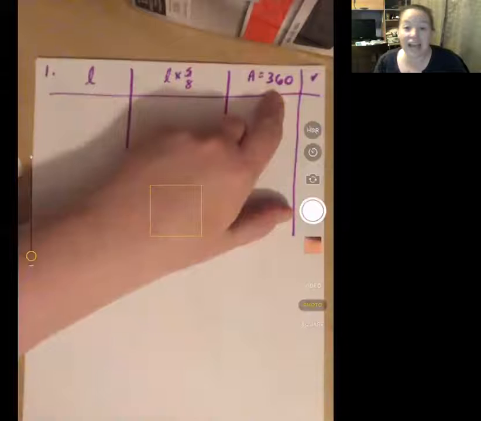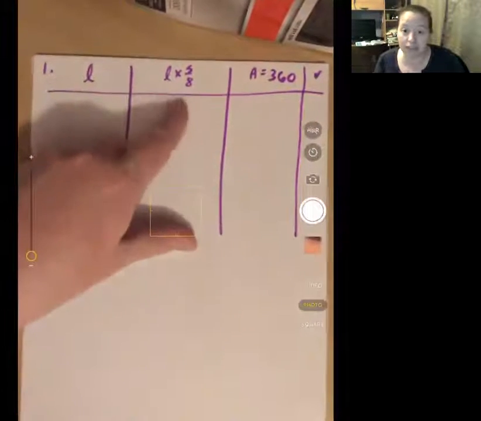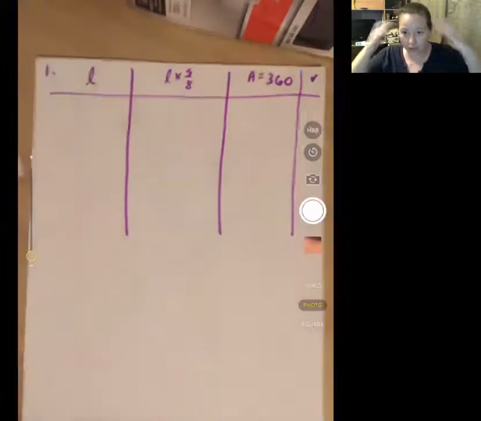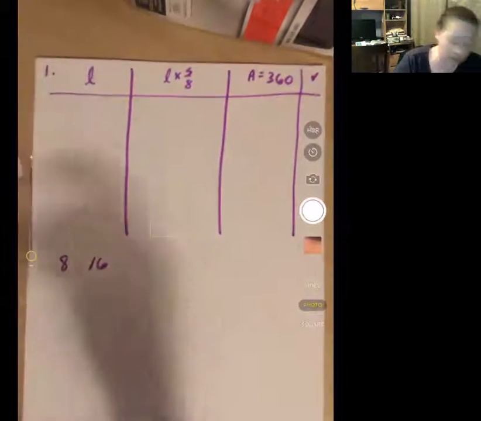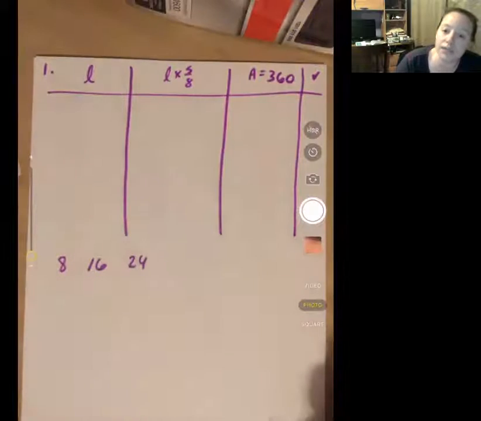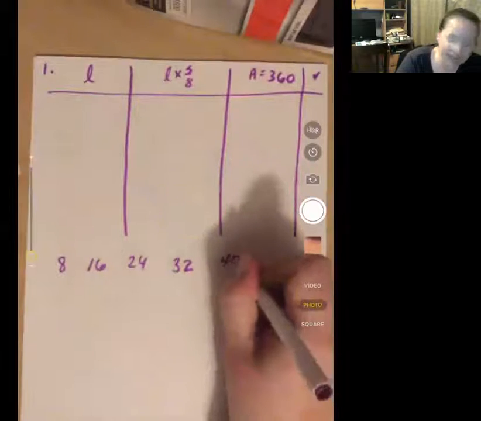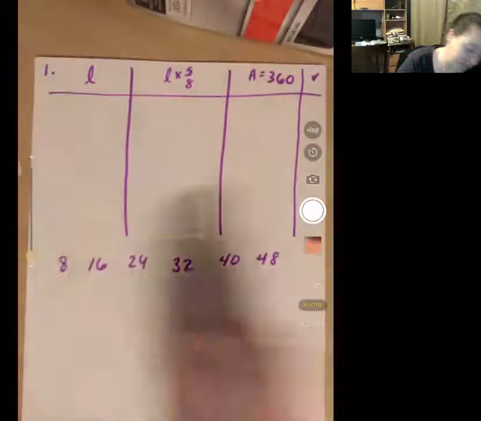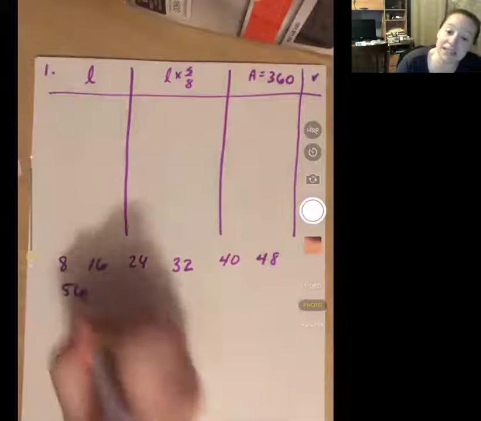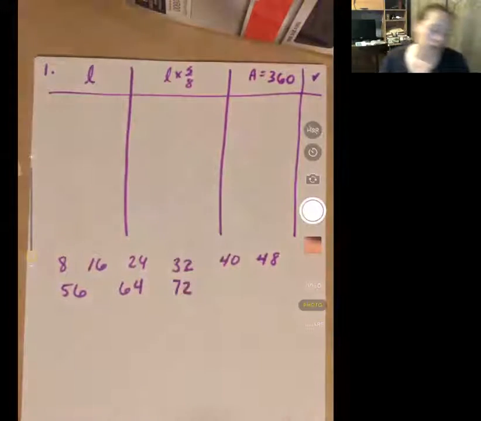We are once again back to having a whole number. In order for us to have a whole number, we need to be able to divide by 8. So let's write down what our factors for 8 are. 8 times 1 is 8. 8 times 2 is 16. 8 times 3 is 24. 8 times 4 is 32. 8 times 5 is 40. 8 times 6 is 48. 8 times 7 is 56. 8 times 8 is 64. 8 times 9 is 72. So those are our options.